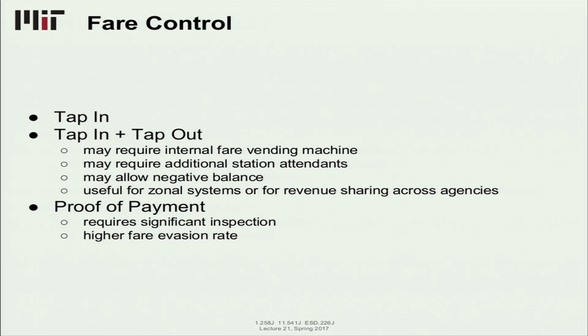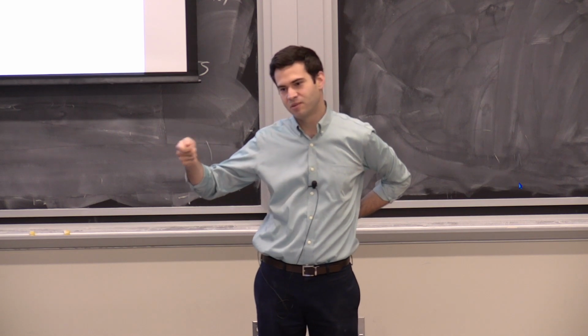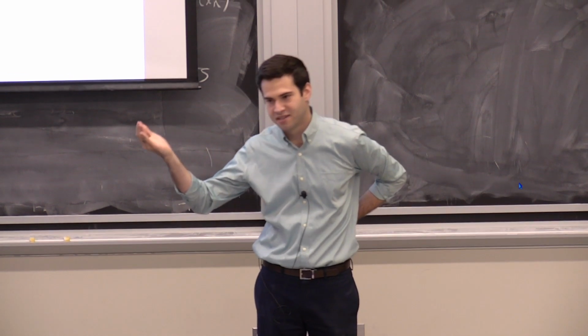Something that some agencies do is allowing a negative balance. So one way of softening the blow is to allow, when you tap out, to go below 0. Next time you fill up the card, you top up. If you put in $20 and you had a $1 deficit, your balance is now 19.